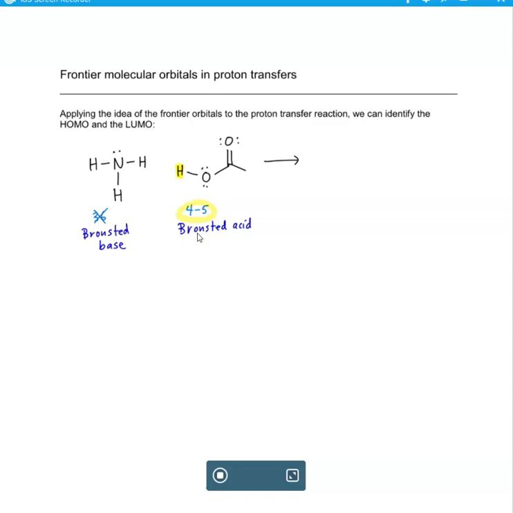I'd like to point out that it's this hydrogen, the one attached to the oxygen in the carboxylic acid, that's always the one that's going to get removed. So go ahead, pause the video, draw a mechanism to show how the base accepts the proton, and then draw the products of the reaction.